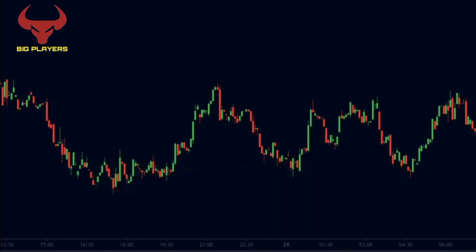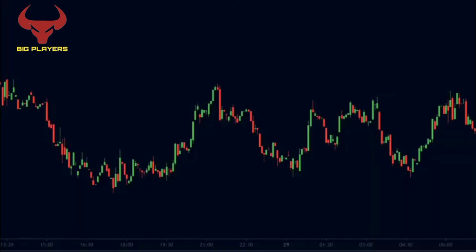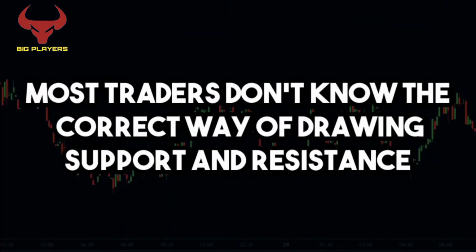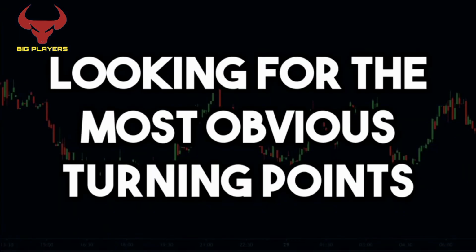Support and resistance are one of the foundations of technical analysis. So it becomes very essential to learn how to correctly plot these levels. How do you identify support and resistance levels? You would be surprised to know that most traders don't know the correct way of drawing support and resistance levels. The best way of identifying support and resistance levels is by looking for the most obvious turning points.